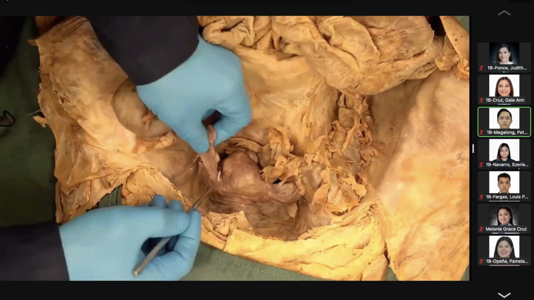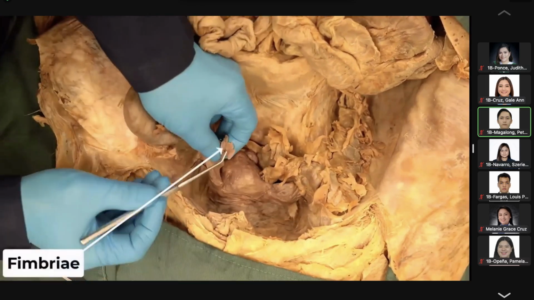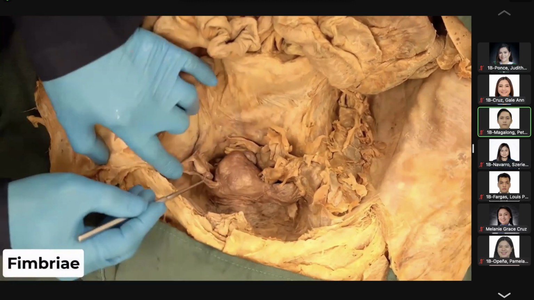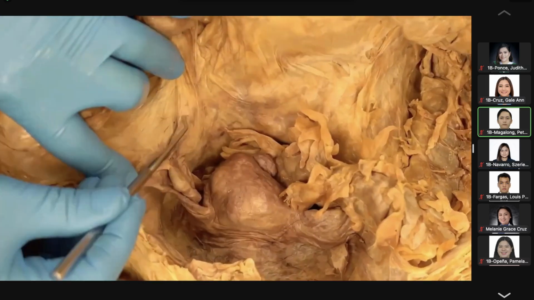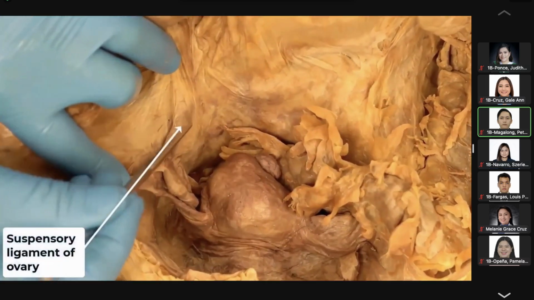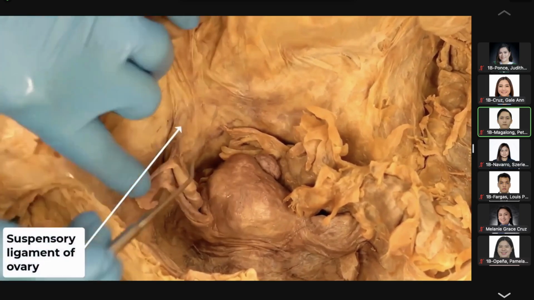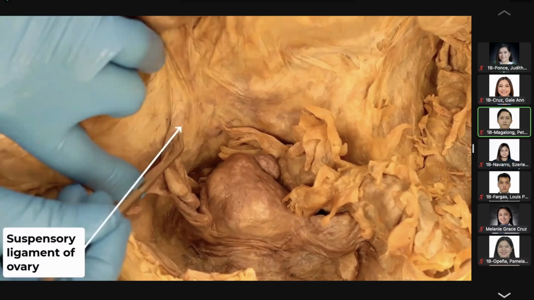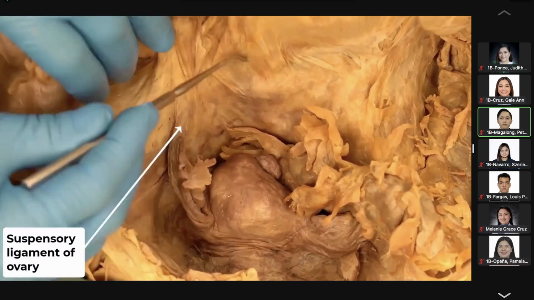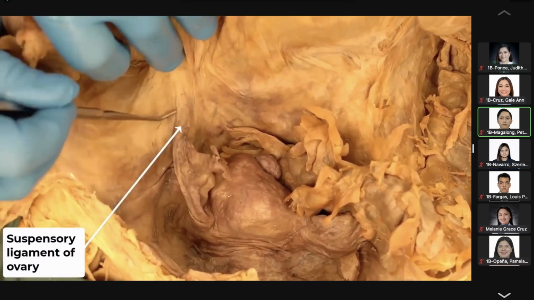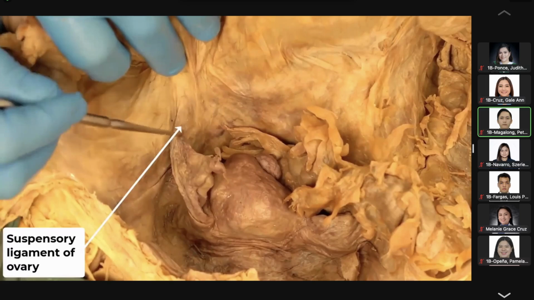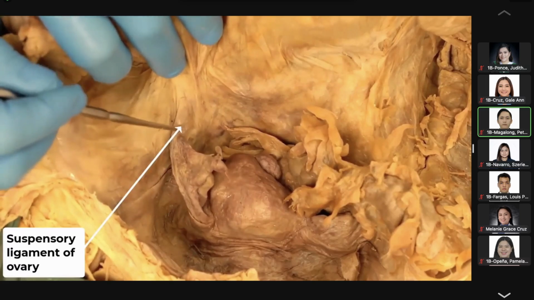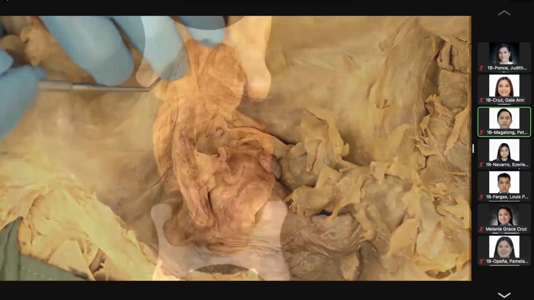Now, on the sides of the uterus, here we have the tube right there, the fimbria, and you can see the ovary. The purpose of this specimen is to show you this ligament, which is the suspensory ligament of ovary. As you can see, the ovarian vessels are under the peritoneum coming from the posterior abdominal wall. The peritoneum is being lifted by the vessels and forms that suspensory ligament of ovary.